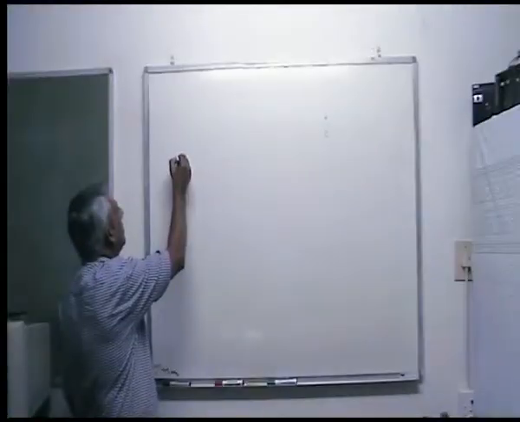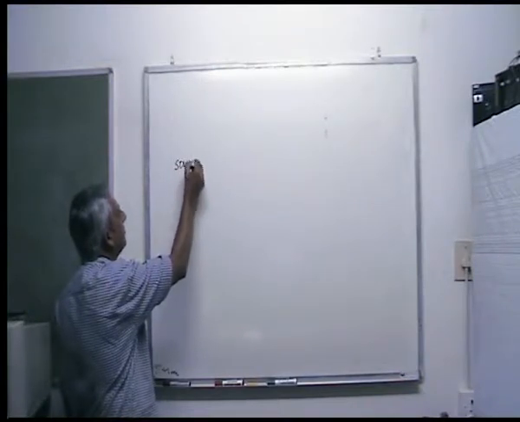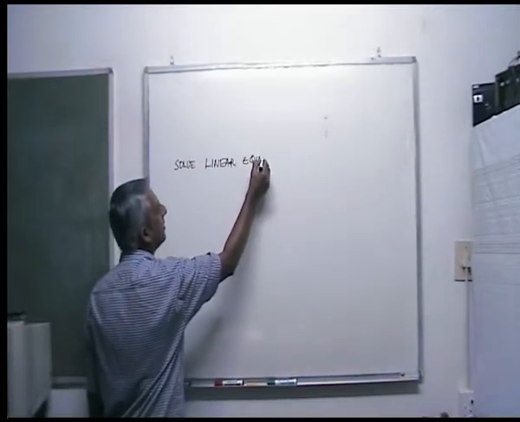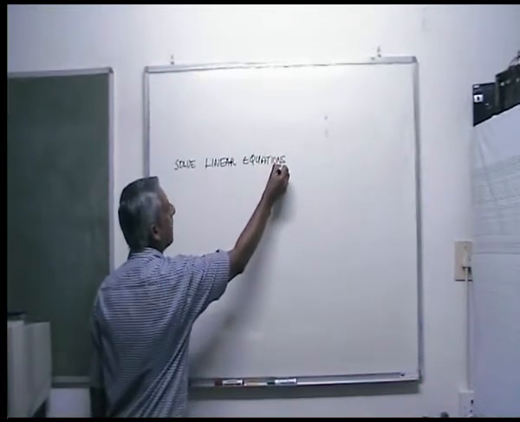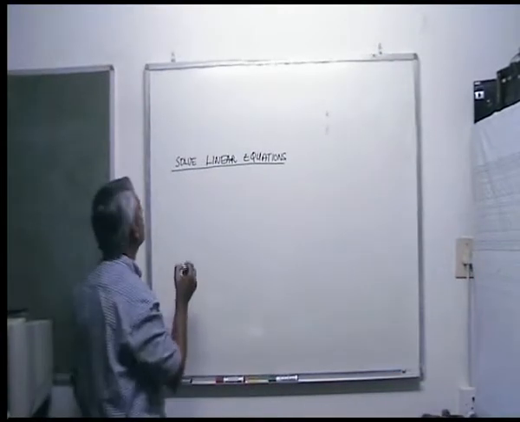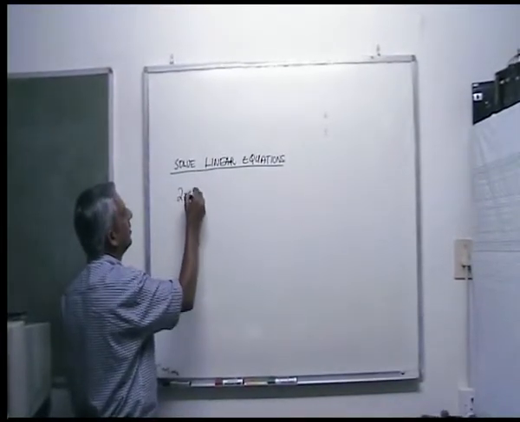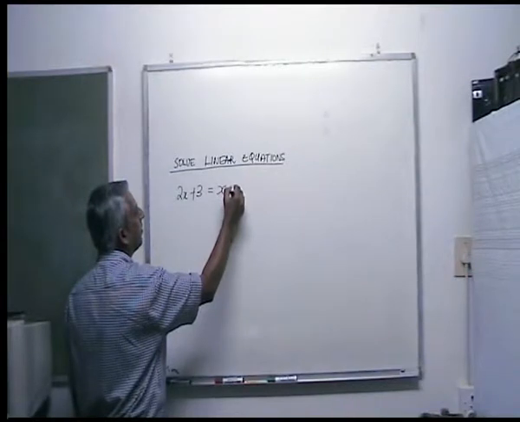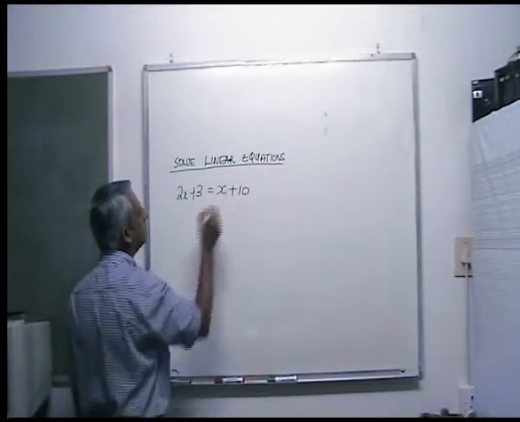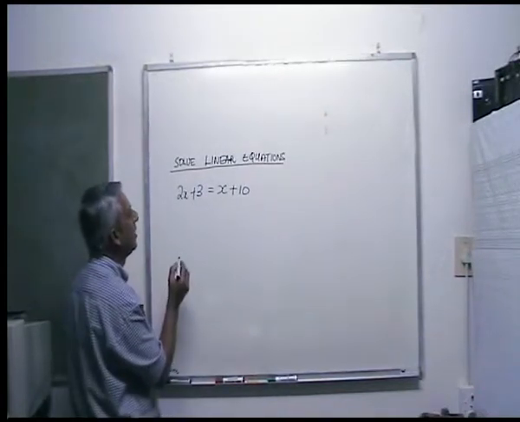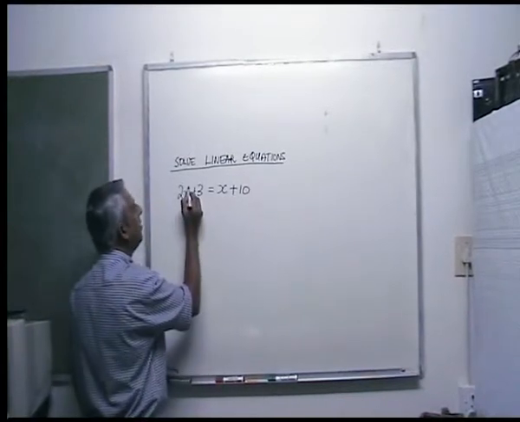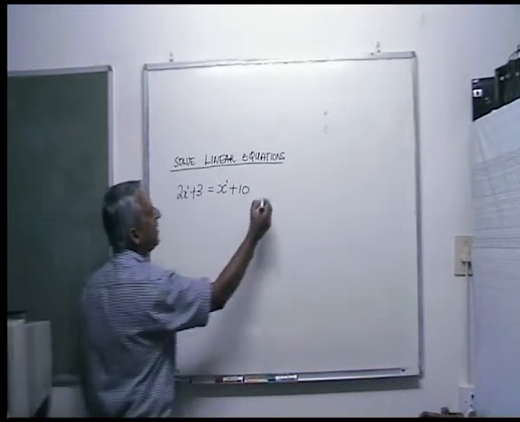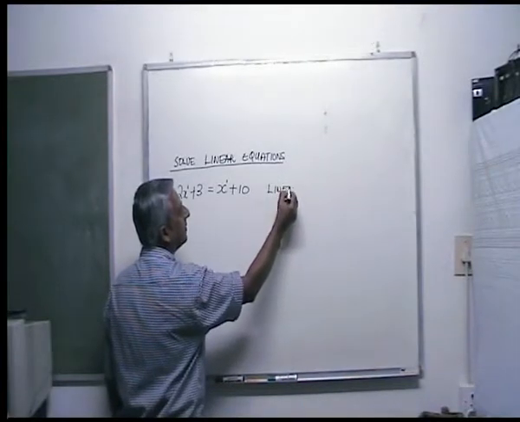We are trying to solve linear equations. So let's take an example. 2x plus 3 is equal to x plus 10 is an example of a linear equation. Now, why do we call it linear? You see, the number on top of x here is 1, and the number on top of x here is 1. In other words, the index is 1. That is why it is called linear.